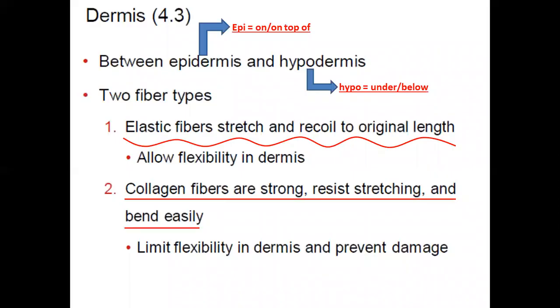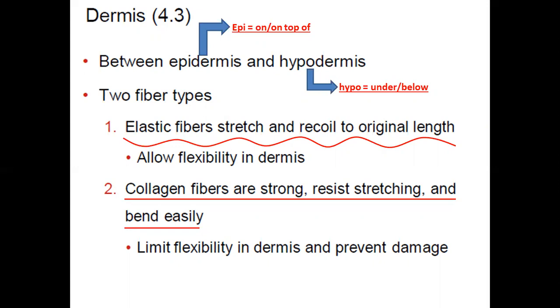to damage. So between the epidermis and the hypodermis, there's the dermis, this middle layer in the skin where there's two fiber types, elastic fibers that stretch and recoil to their original length that allows flexibility in the dermis. So in any layer of the dermis, you'll find elastic fibers. That makes your skin kind of elastic. You can pull on it and stretch it and it'll go back to its original shape.